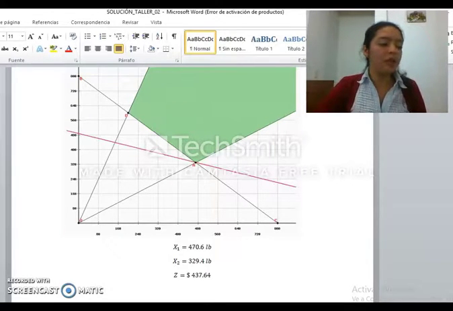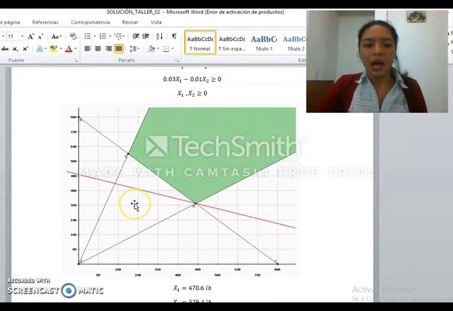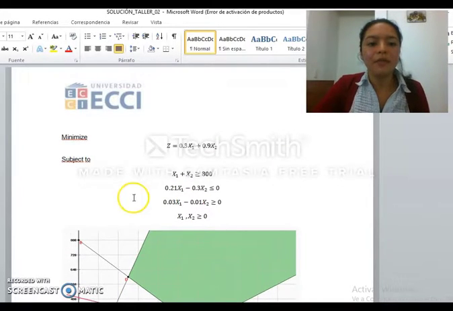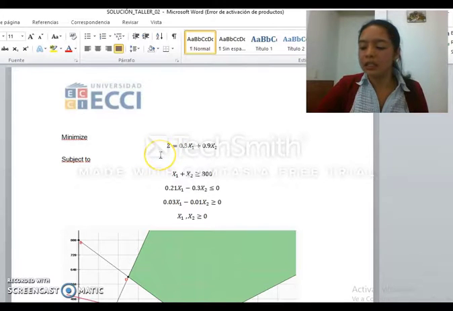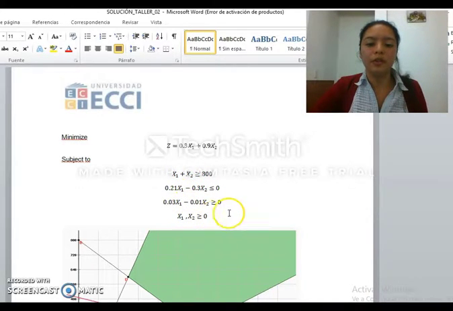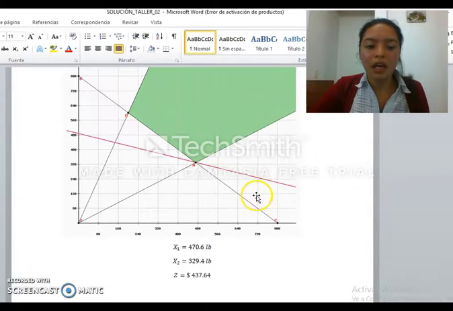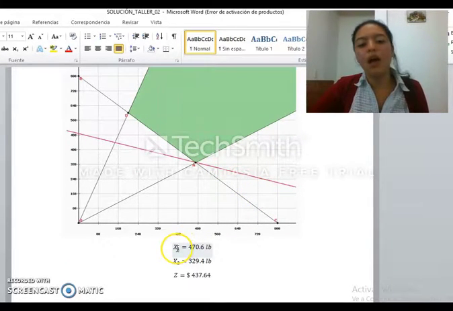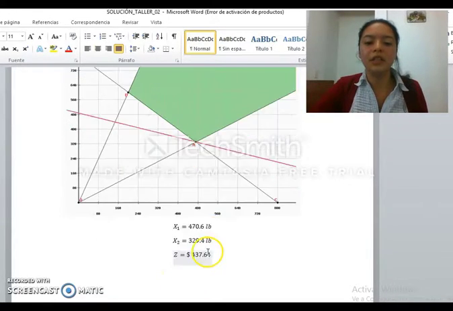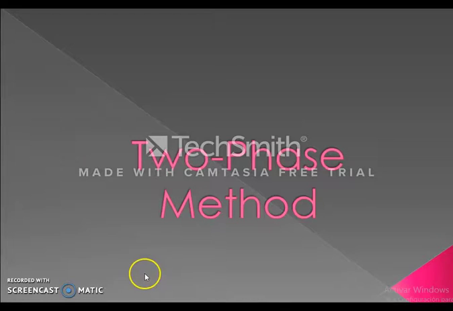For the development, we use the graphical method, and we have the objective function minimize z, subject to constraints 1, 2, 3, 4. This is the graph, and this is the result.